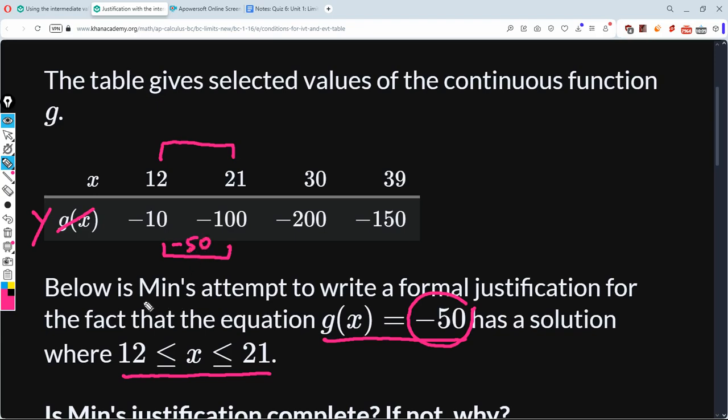Okay, so we didn't read his justification yet, but we know that it's definitely possible as long as he gets it right. So remember, you have to first mention that the function is actually continuous. All right, let's scroll down and see what he said.